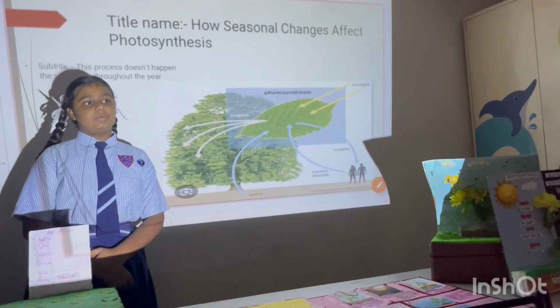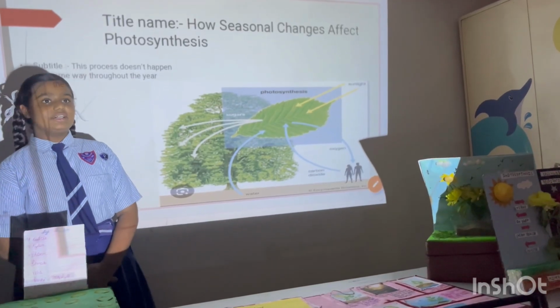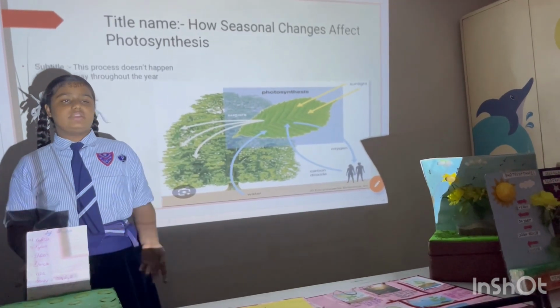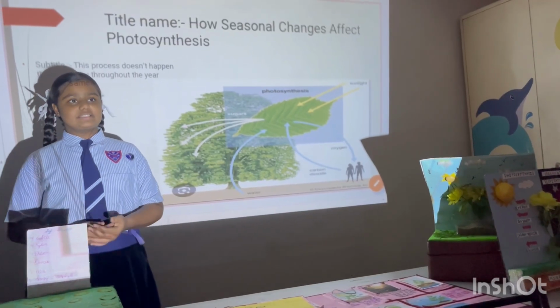I would like to speak about whether photosynthesis changes with the season. The answer is yes, it does. It does not happen the same way throughout the year. In fact, it is highly influenced by seasonal changes.